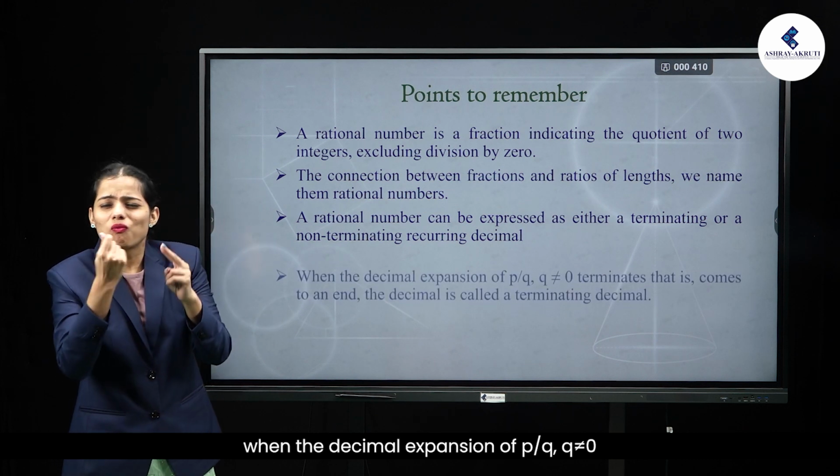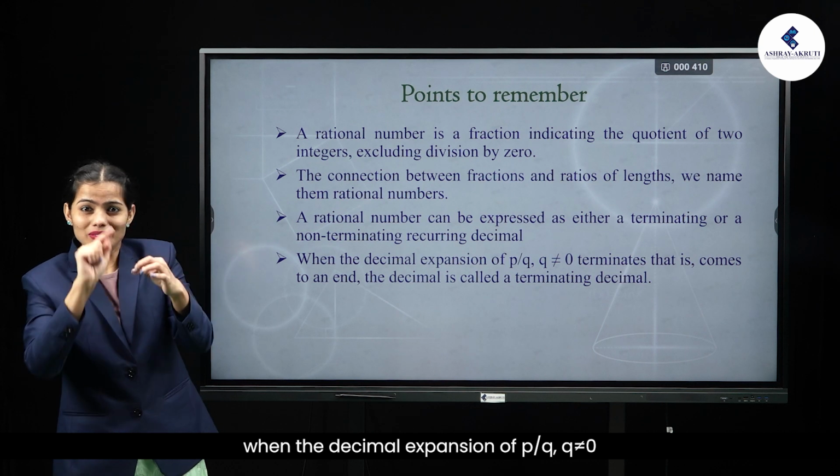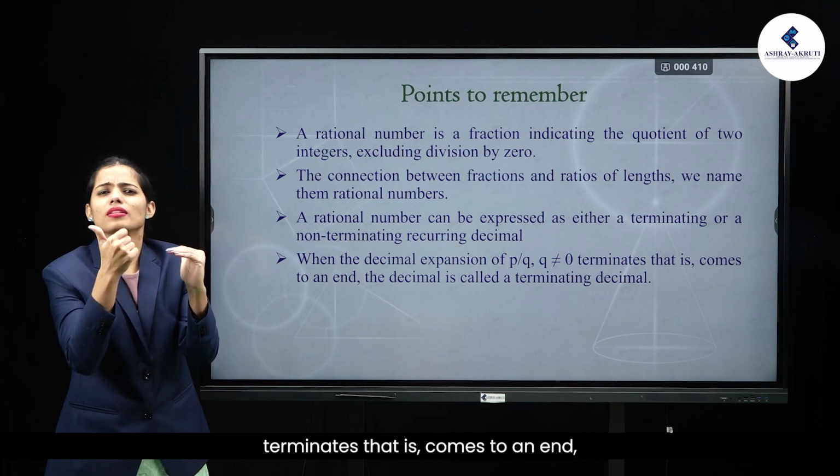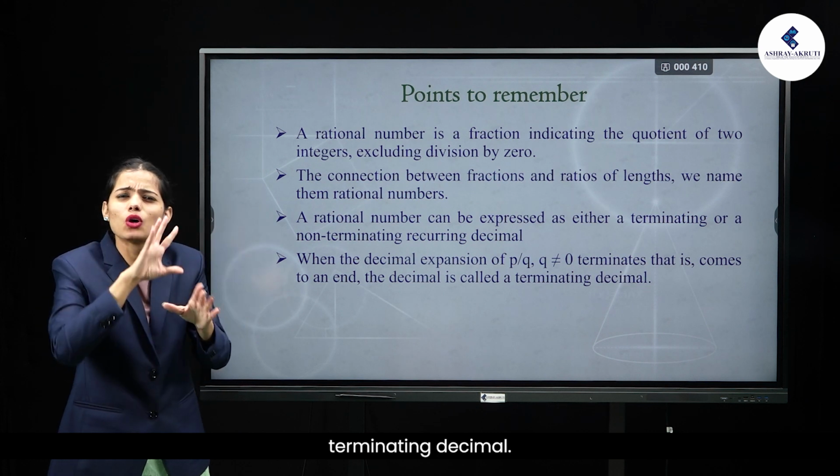When the decimal expansion of p/q, q not equal to 0, terminates, that is, comes to an end, the decimal is called a terminating decimal.